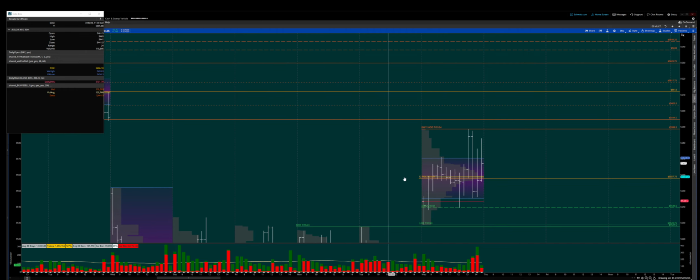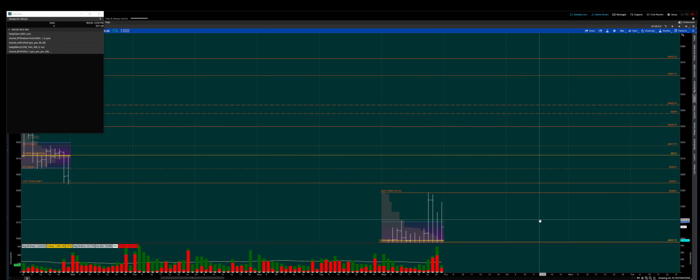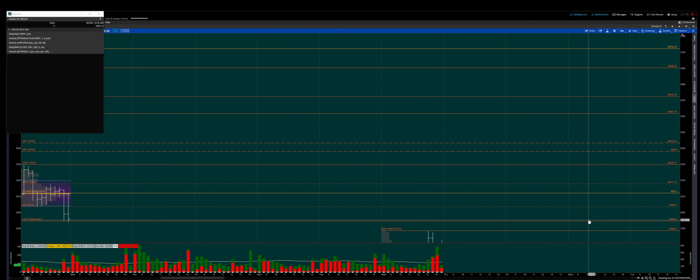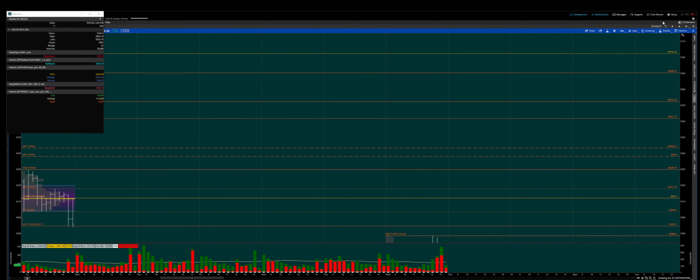So first step for the buyers tomorrow is hold above 55.50, take out the day's high, fill the gap, get to that 11 wide point of control, and then move on up higher.